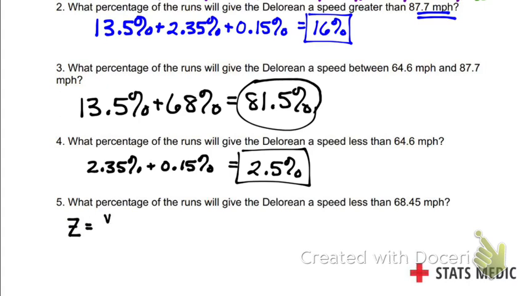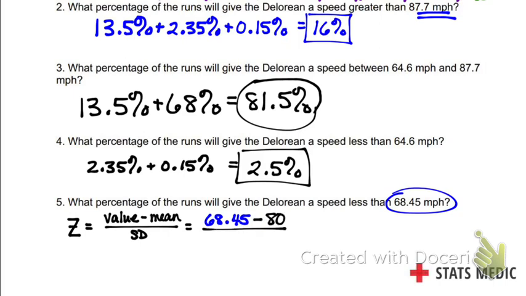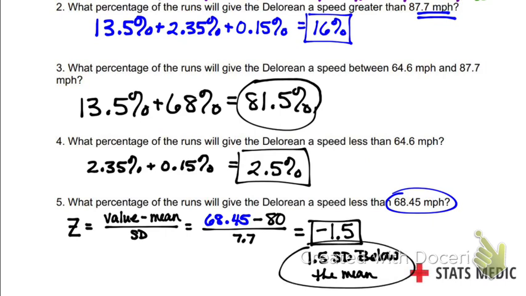So z is equal to my value minus the mean divided by the standard deviation. The value that they gave us to work with was this 68.45. What was the mean here? 80. And our standard deviation? 7.7. Go ahead and give me that value, and we will stop there for today then, and I'll show you how to interpret that value tomorrow. Negative 1.5. So we are 1.5 standard deviations below the mean. And we will use this value to find the percentage tomorrow.